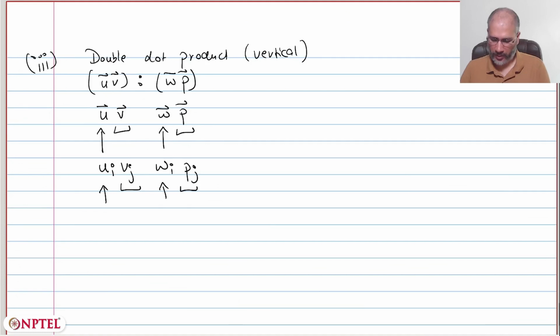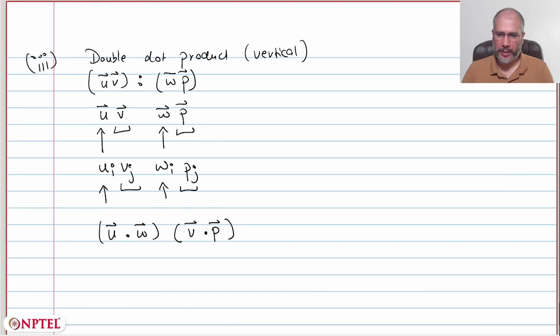In the symbolic notation, this is written as U dot W times V dot P.